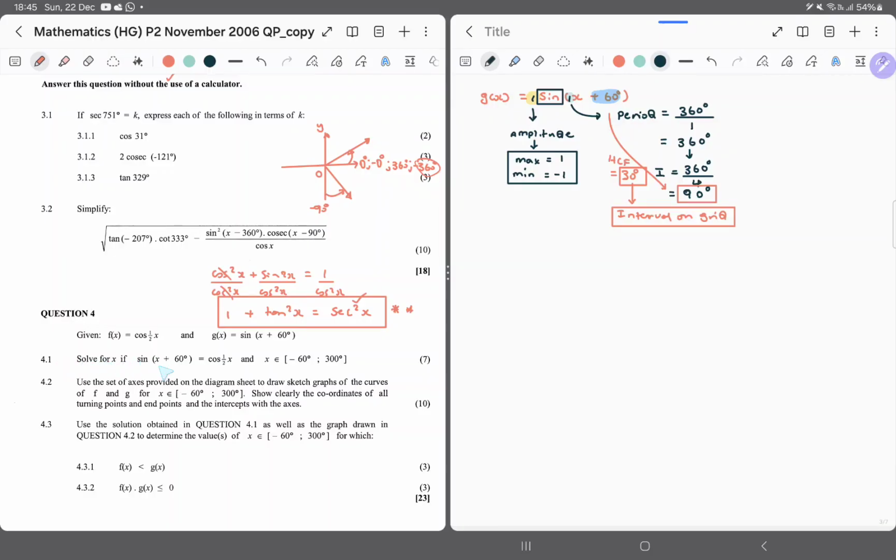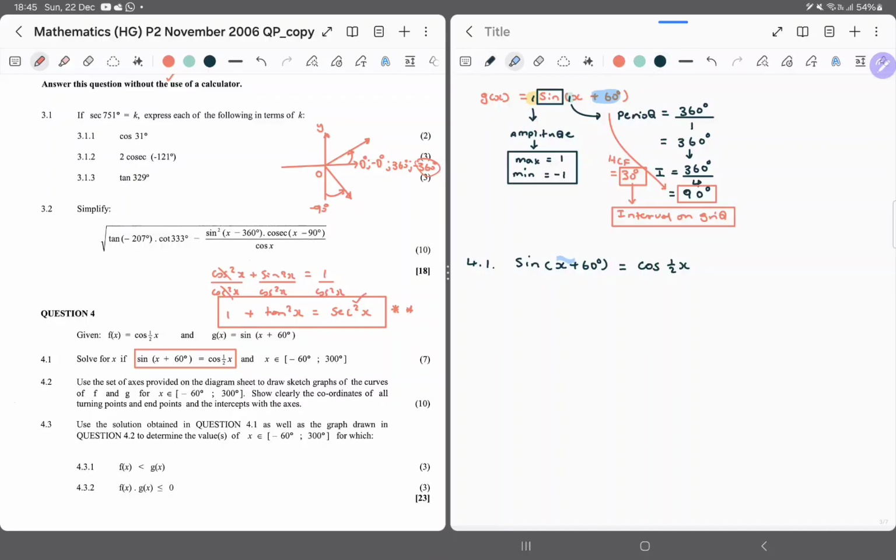So the first question says we need to solve simultaneously, meaning the points of intersection. Can you see? Simultaneous equations are just points of intersection of two functions. All right, so let's do it. 4.1. What do we have? Sine of x plus 60 degrees is equal to cos of a half x.